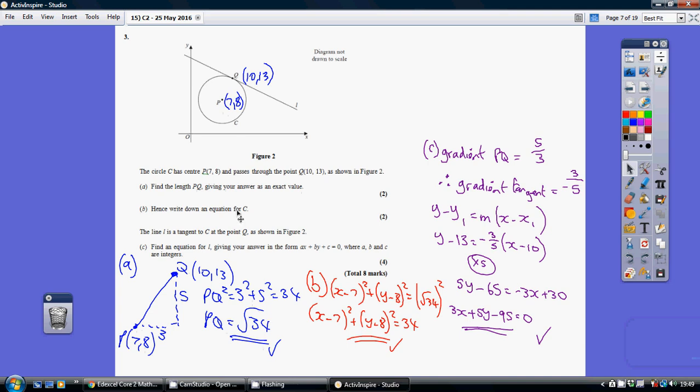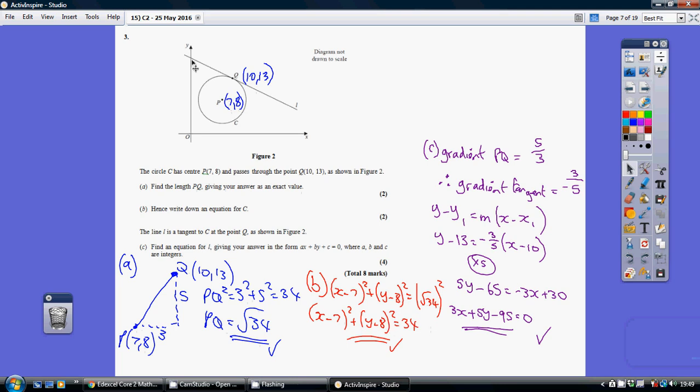Now for part B, write down the equation for C. That's the equation of the circle, so that's x minus the x component of the centre, all squared, plus y minus the y component of the centre of the circle, all squared. Now that equals the radius squared. Well, we've just worked out that the radius is root 34, so the radius squared is 34, hence why the right hand side is 34.